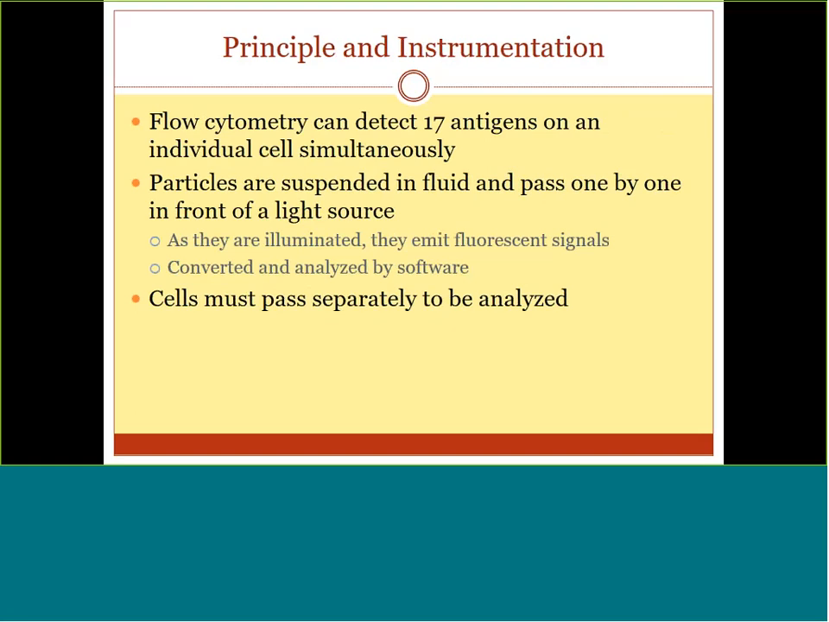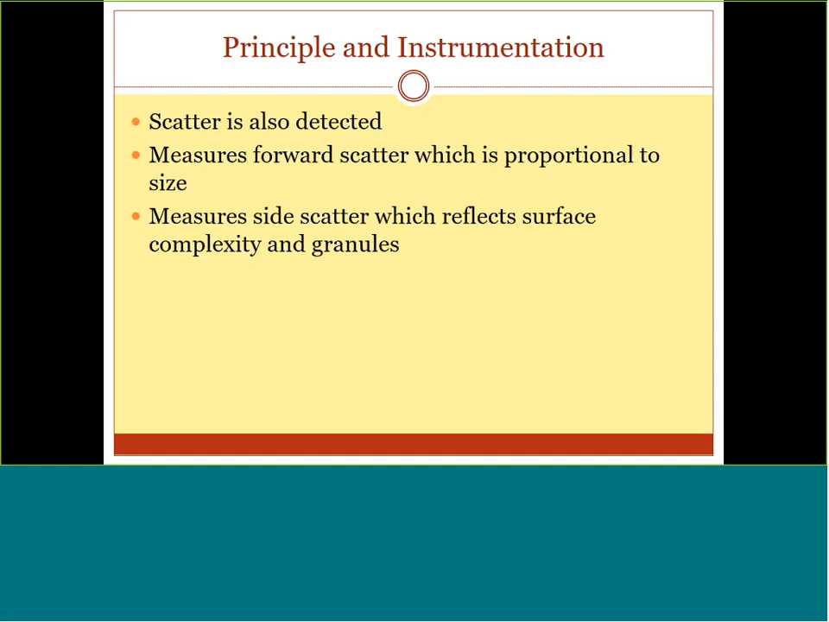So the way that the instrument works is when you put the sample in, those cells are going to line up and go one by one in front of a light source. And as they go by that light source, they are going to emit these fluorescent signals, and those signals are interpreted by the software inside of it. But the cells must pass individually to be analyzed and to detect the surface antigens.